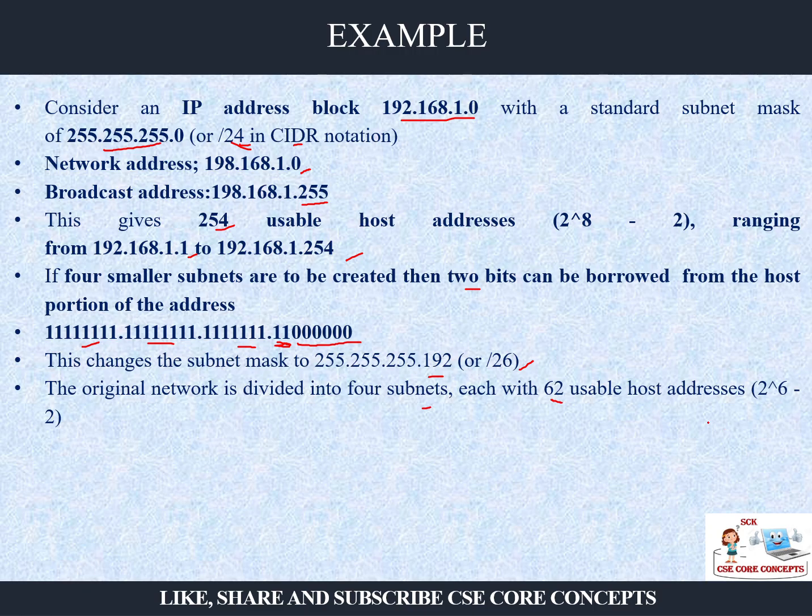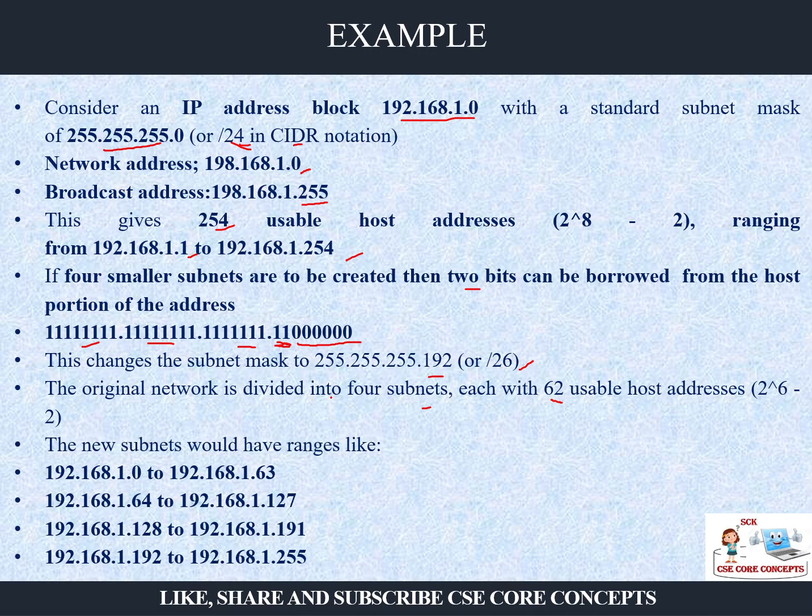Why is it 62? Let's find out. How do you get it? 32 minus 26 is what? 6. 2 to the power 6, minus 2 are unusable. So 2 to the power 6 is 64, minus 2 is 62. So you have 62 usable hosts in each subnetwork.